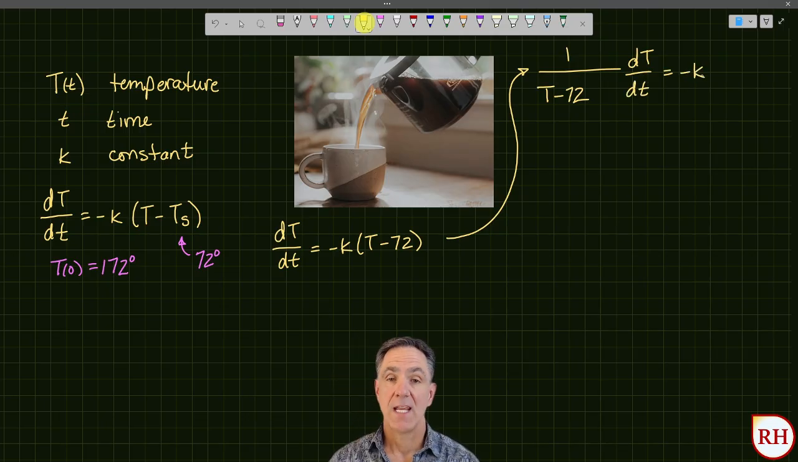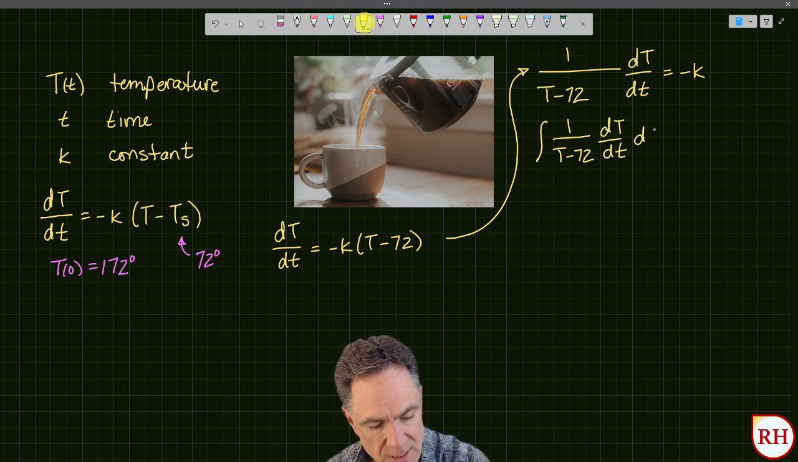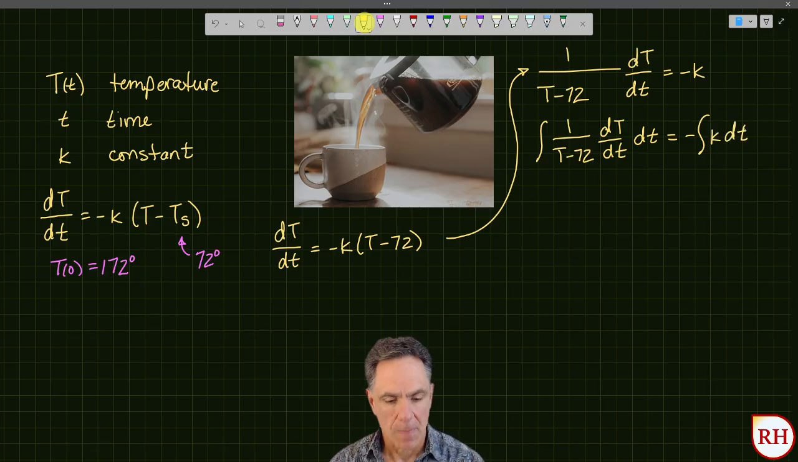Now it turns out we can integrate both sides of this equation with respect to time. So we're going to integrate 1 over T minus 72 with respect to t, and we'll have a negative integral of k with respect to t. And this piece here has to do with the chain rule. I'm not going to provide the detailed explanation for that. I'm happy to do that if you want to sit down and have that conversation.